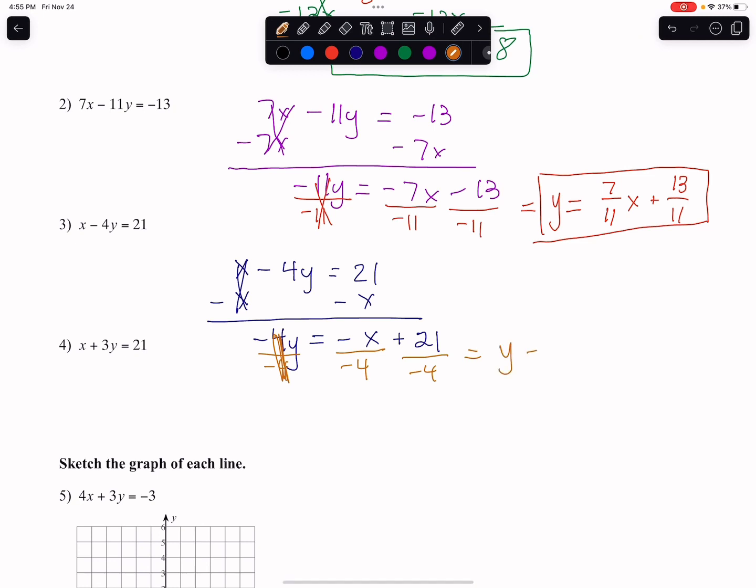So I'm left with y equals negative divided by negative is a positive. And what number is in front of that x? It's really a 1 there. So this really is 1/4. By the way, you don't have to write the positive, but you could. So we're going to do 1/4 x. And then positive divided by negative is a negative. 21 divided by 4 doesn't go in evenly, so you're going to leave it like that.